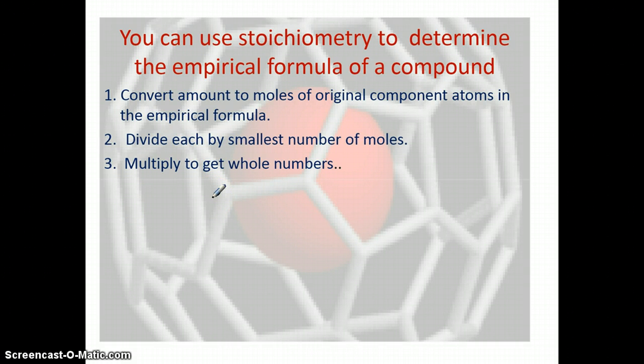There are a couple steps that you can use when trying to find an empirical formula through stoichiometry. First, you want to take the amounts that you're given and convert them to moles of the original component atoms in the empirical formula. That's where the stoichiometry comes in. And then the last two steps are steps you're familiar with, which are dividing each by the smallest number of moles, and then multiplying to get whole numbers if dividing didn't give you whole numbers. Okay, so let's look at an example problem.